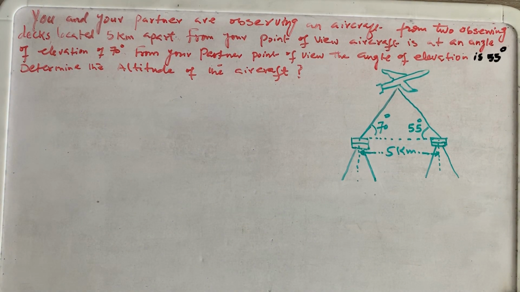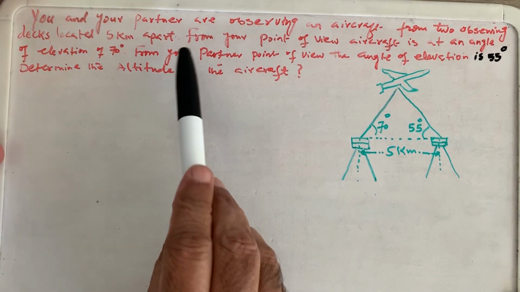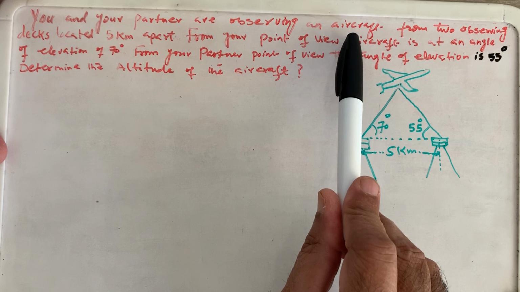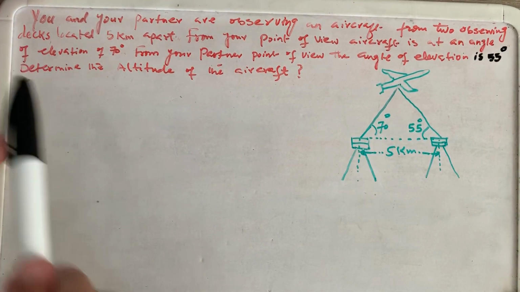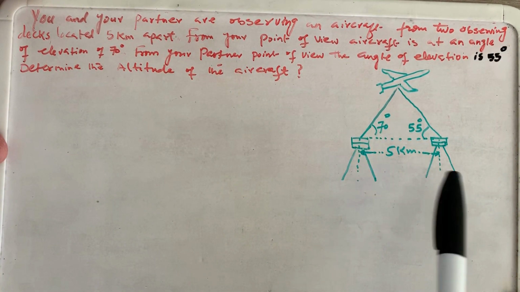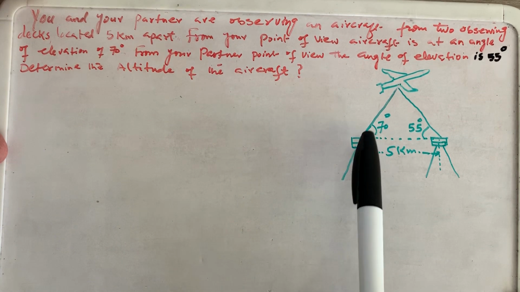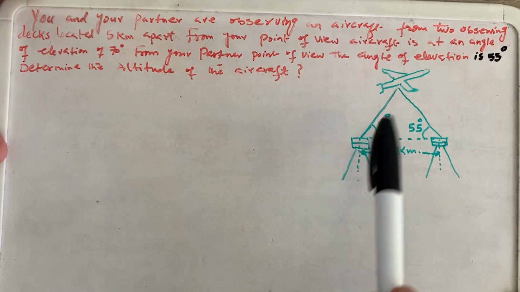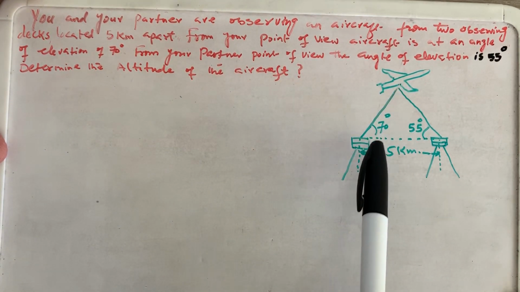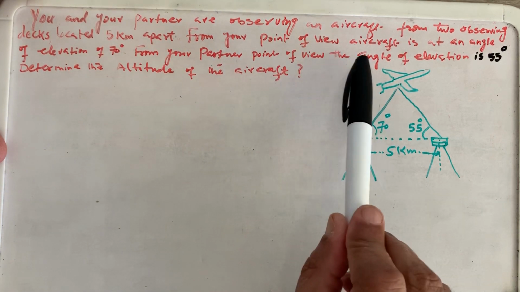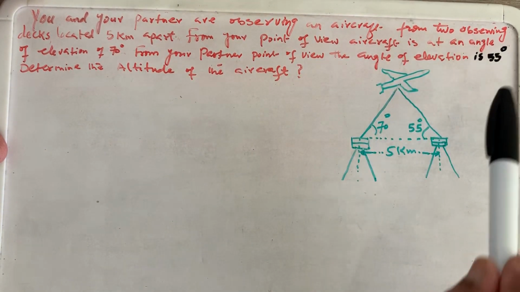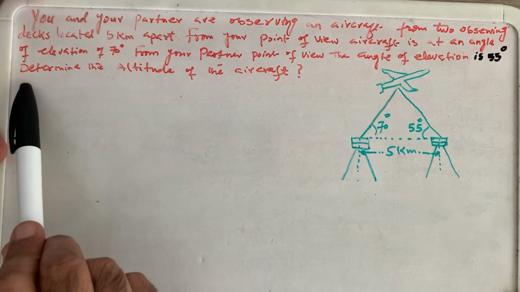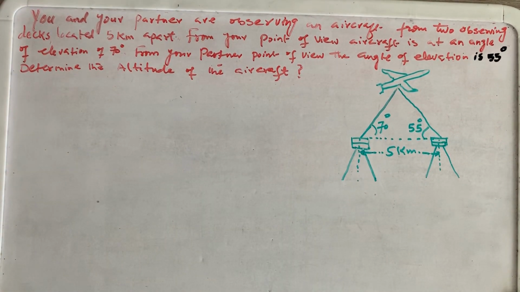One of my 10th graders has sent me this question. You and your partner are observing an aircraft from two observing decks. So these are the two observing decks, and they are 5 kilometers apart. From your point of view, the aircraft is at an angle of elevation of 70 degrees, and from your partner's point of view, the angle of elevation is 55 degrees. Determine the altitude of the aircraft.